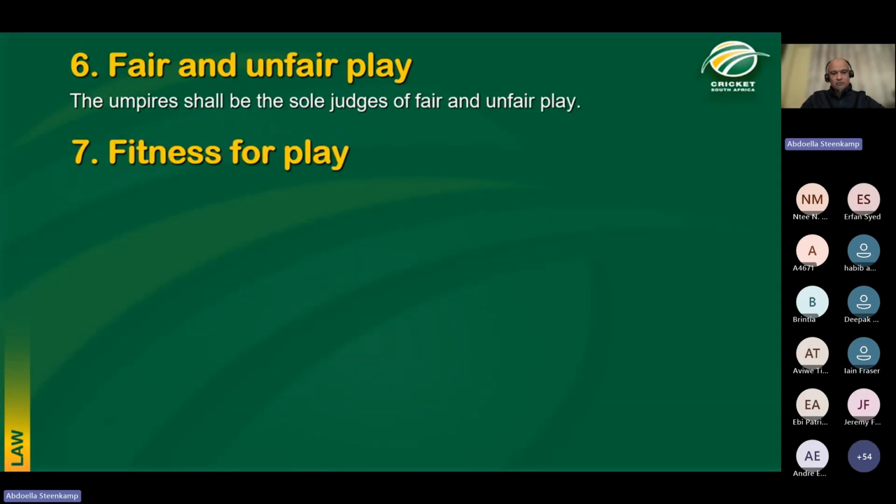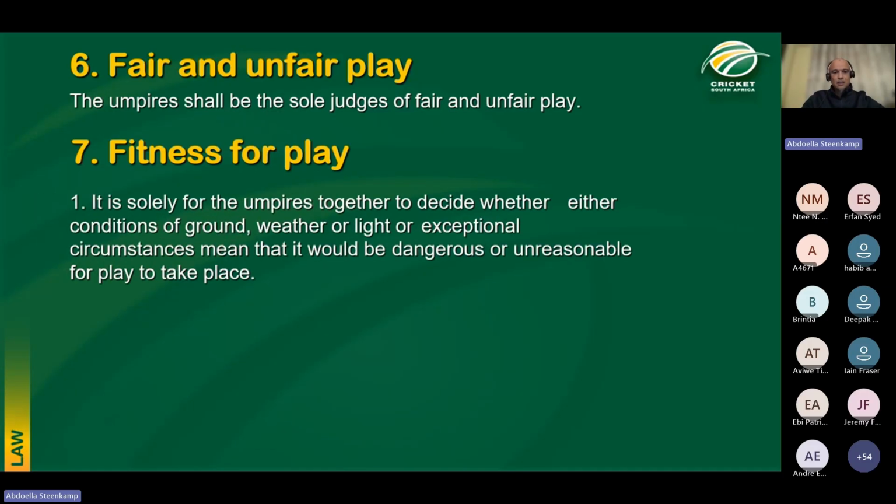When it comes to fitness for play, who decides whether, let's say, the ground is fit to play? Again, the law guides us by telling us it is solely for the umpires, together, to decide whether the conditions of ground, weather, or light mean that it would be dangerous or unreasonable. And again, the law emphasizes that it is solely for the two umpires together to decide whether conditions are either dangerous or unreasonable.